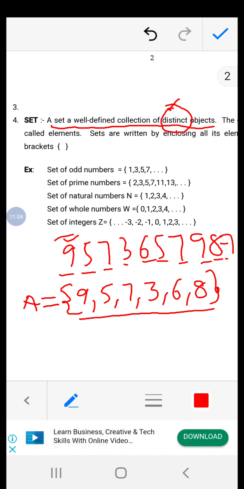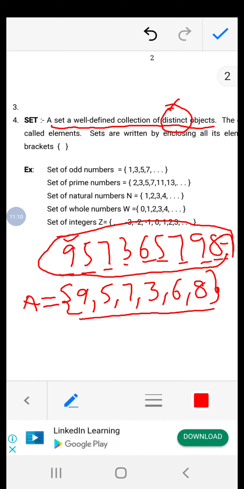So when I consider this phone number, if any digits are repeated, those repeated digits we are not supposed to write twice or thrice, because it is given very clearly that you need to take only distinct objects. Am I clear? Right? So here we have taken only different objects, which are called elements.